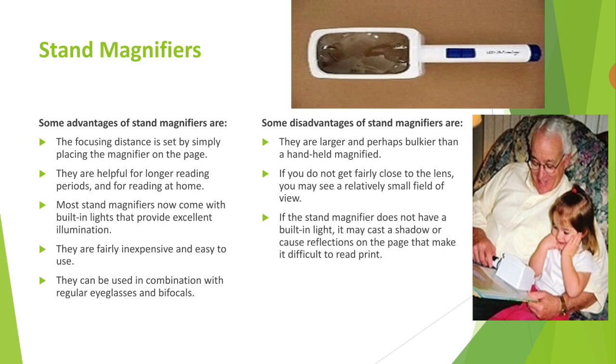Two, if you don't get fairly close to the lens, you may see a relatively small field of view. Therefore, it can be helpful to use a reading stand to help you get closer to the lens. Otherwise, the patient will have to bend over to read, which can be tiring. Three, if the stand magnifier does not have a built-in light, it may cast a shadow or cause reflections on the page that make it difficult to read print.